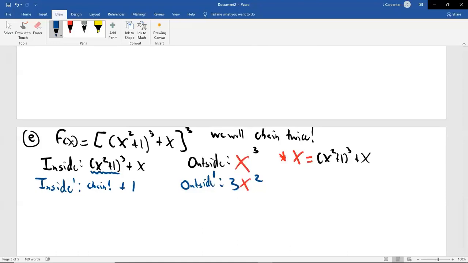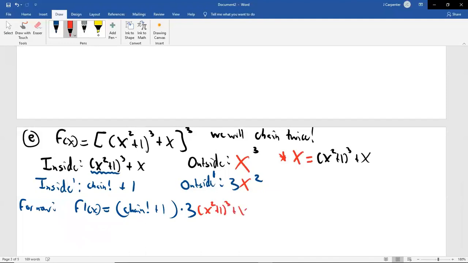So for now, we're going to pause. For now, f prime of x is going to be the derivative of the inside times the derivative of the outside. Well, the derivative of the inside is this thing that we don't know. It's whatever we have to chain plus the 1. So that's the derivative of the inside times the derivative of the outside. That's the 3. And then the x, which it represents, is this thing. x squared plus 1 cubed plus x. And that's supposed to be squared.